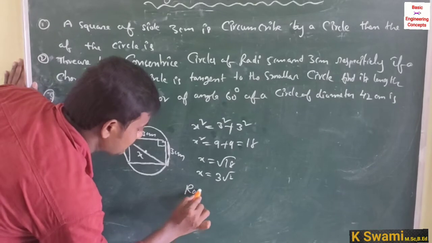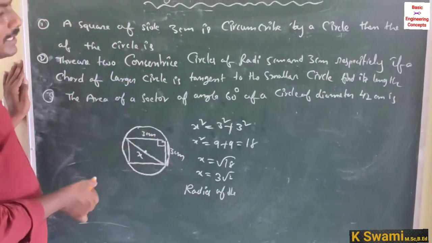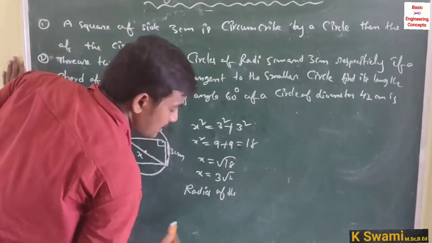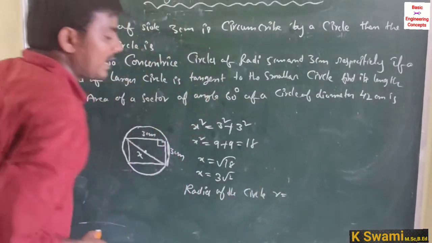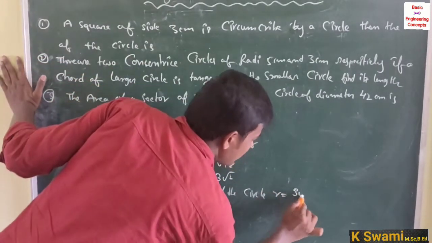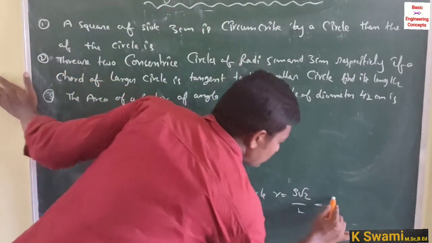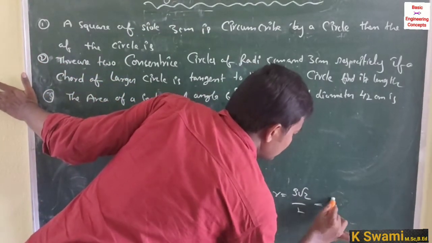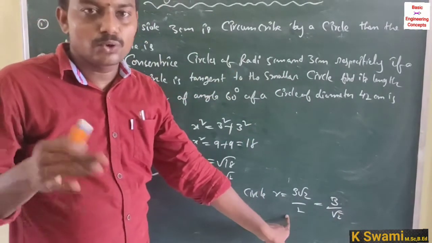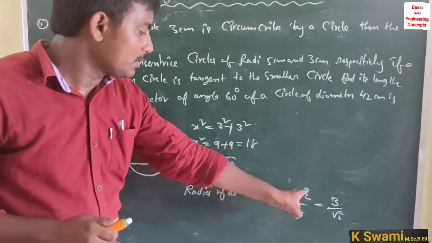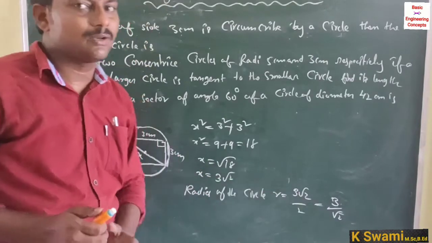Radius of the circumscribed circle is r, which is equal to diameter by 2, meaning 3 root 2 by 2 centimeters. 3 root 2 by 2 is equal to 3 by root 2, because 2 means root 2 into root 2. So 3 root 2 by 2 is equal to 3 by root 2. The radius of the circle is equal to 3 by root 2.